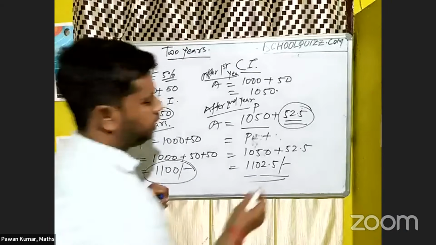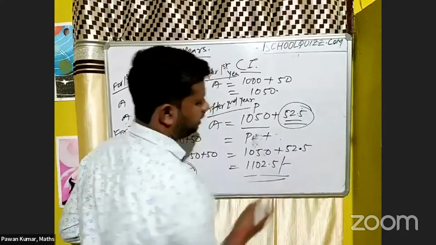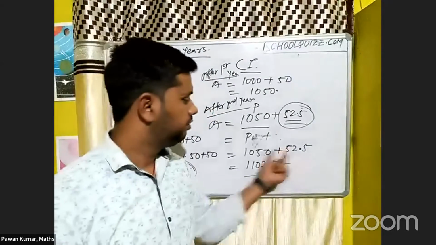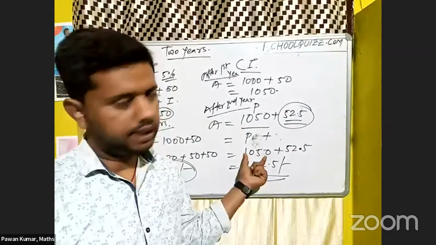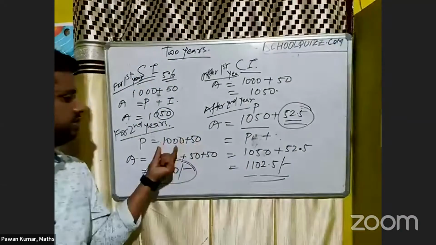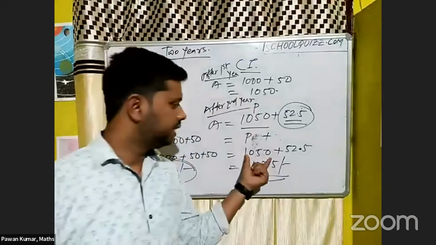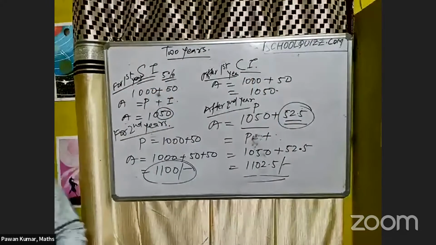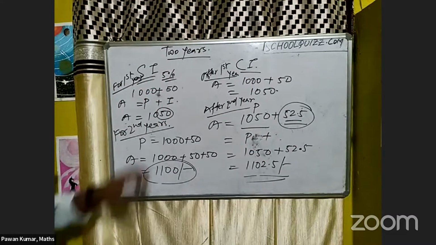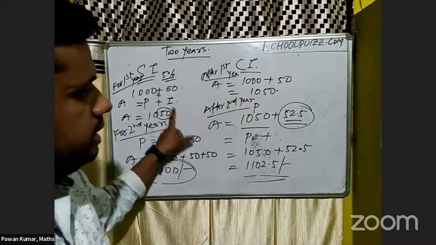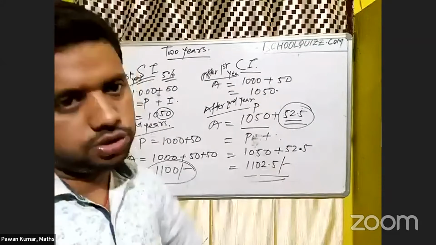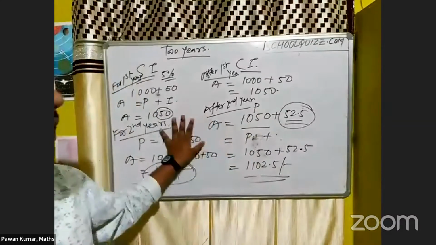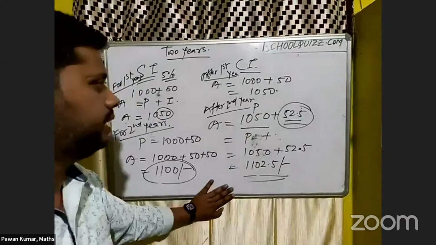Correct. What have they done? 52.5 is the interest for 1,050 rupees. Here they charge interest only for the 1,000 rupees, but they are charging the interest for this 50 rupees also for the next year. Then they are taking it as CI. Understand? So the difference between SI and CI is nothing but that they are charging interest for interest also. That is the difference between CI and SI actually. Understand?